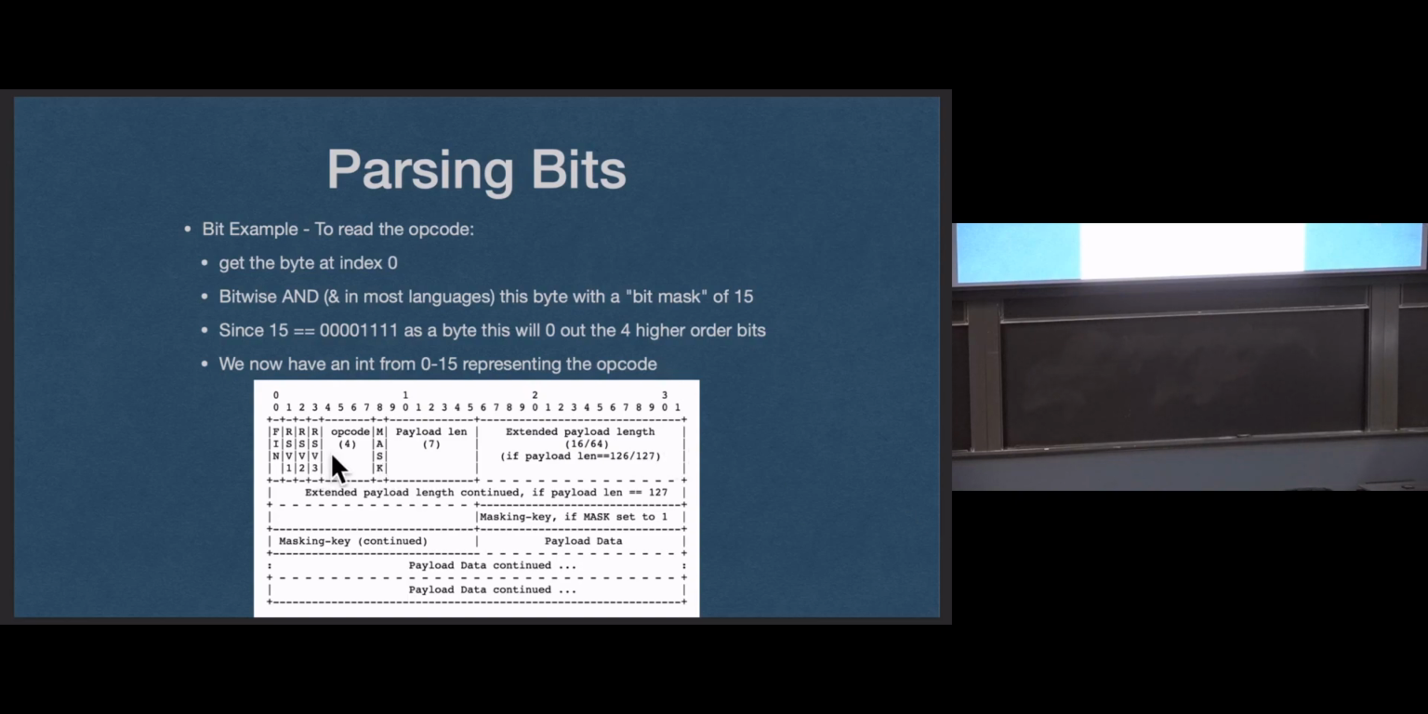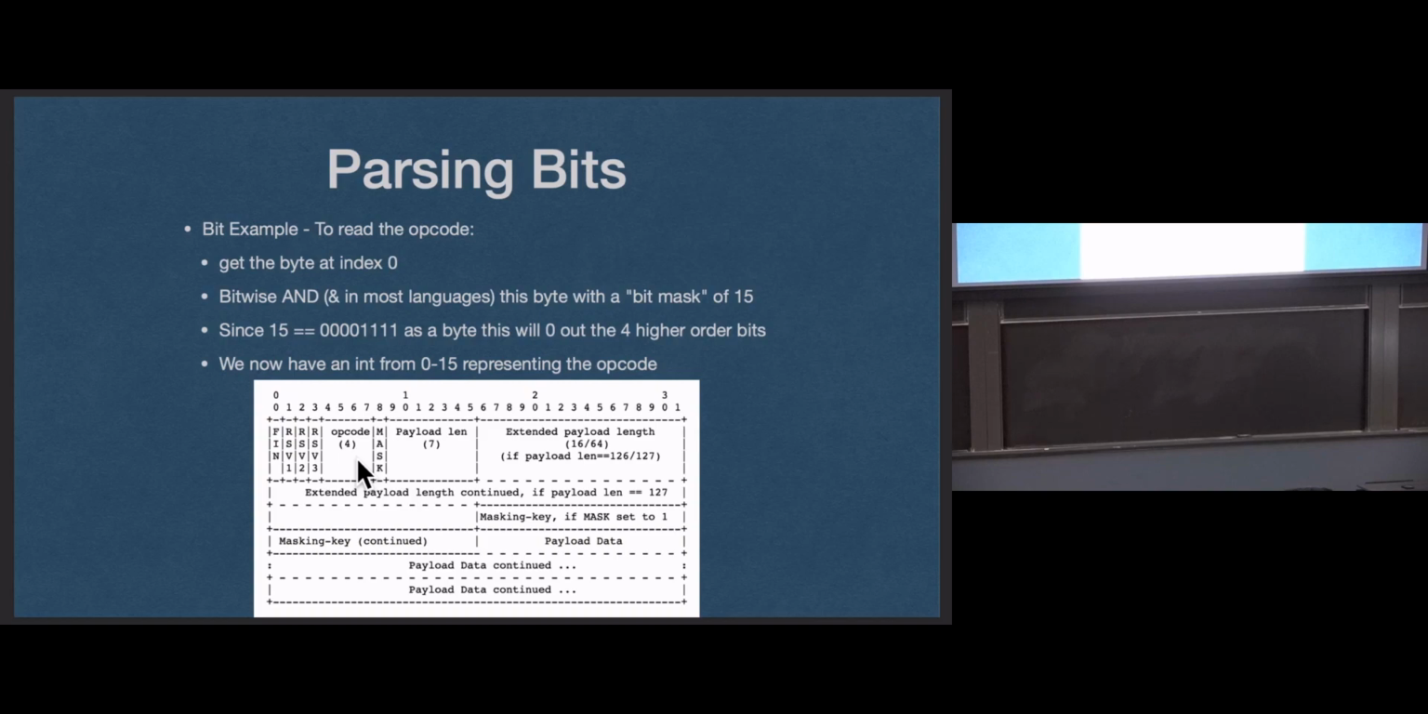So if you want to read the opcode, which is the 4 least significant bits of the first byte, you're going to read the first byte, the byte at index 0, after you read from the TCP socket. And then you have three different values that are sharing that byte. We have the fin bit, the reserve bits, and the opcode.